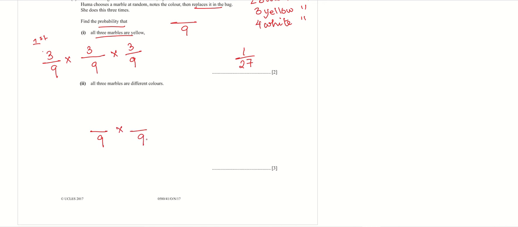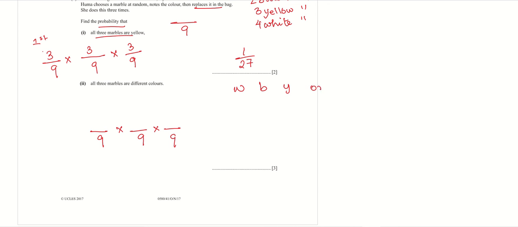So I'm going to write that out of 9, out of 9, out of 9. Now we need to know that there is white color, there is blue color, there is yellow color. So each time she cannot repeat it, because there are three marbles that she's choosing and all these three colors will be there. She cannot choose white, white and blue, or blue, blue, blue. So she will always have to choose white, blue, yellow.